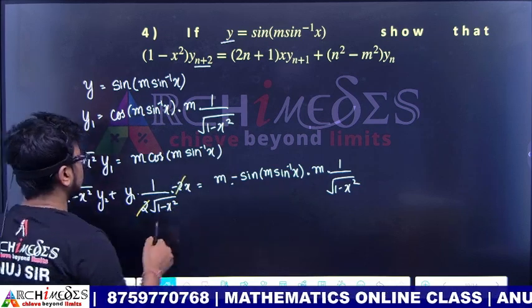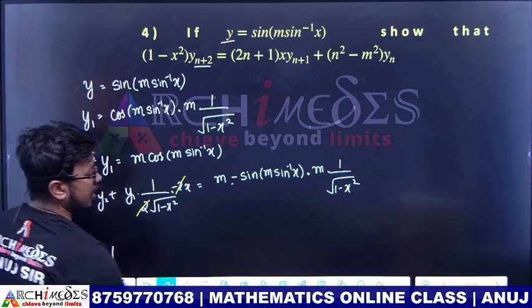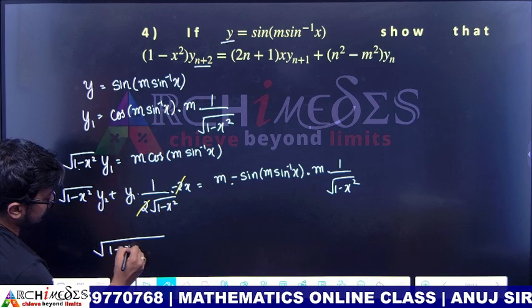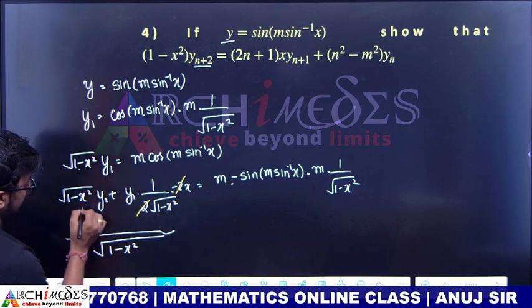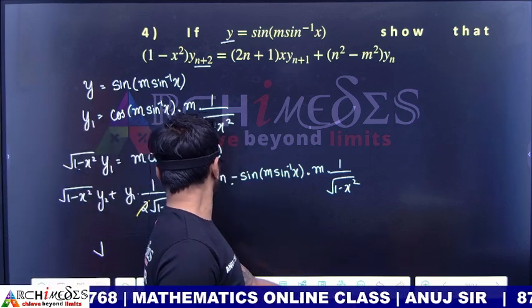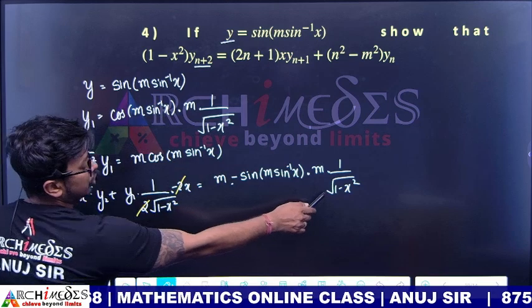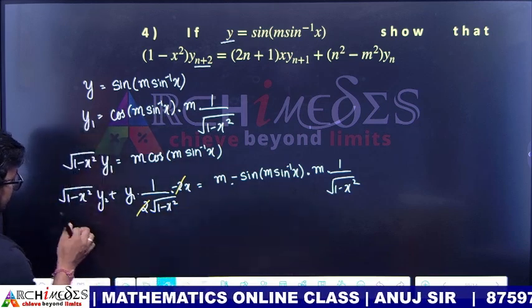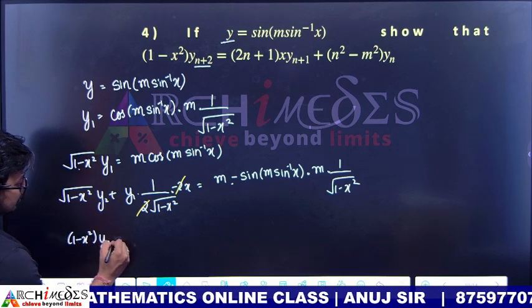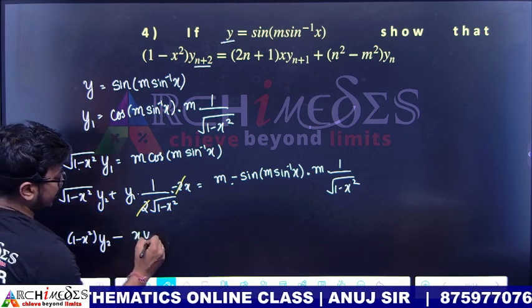This you have done in class 12. Class 12 you have done this part. So 1 minus x square as it is in the LCM part. So you are getting, or directly we'll do it in this way. I hope you learned. What is here? Under root of 1 minus x square. If I multiply in this way, it becomes 1 minus x square, because under root will cancel. Minus x y1. Am I clear?